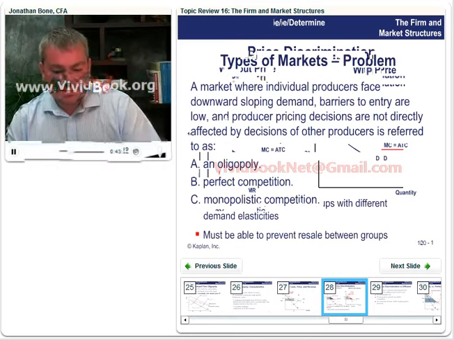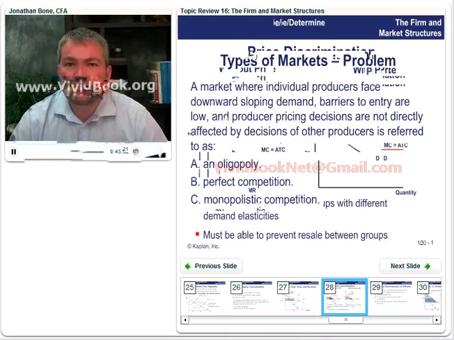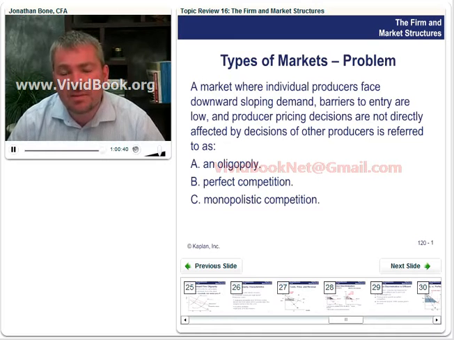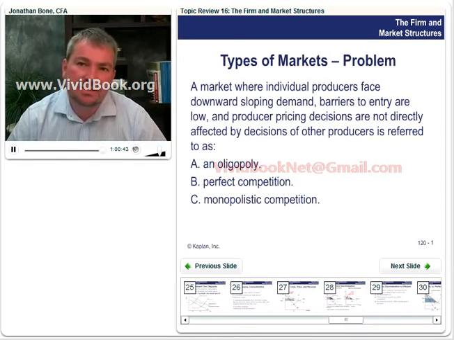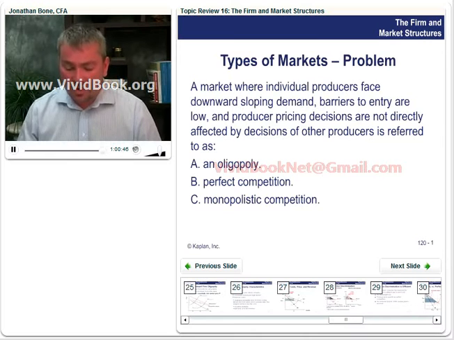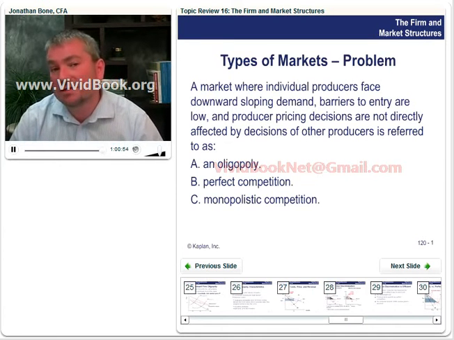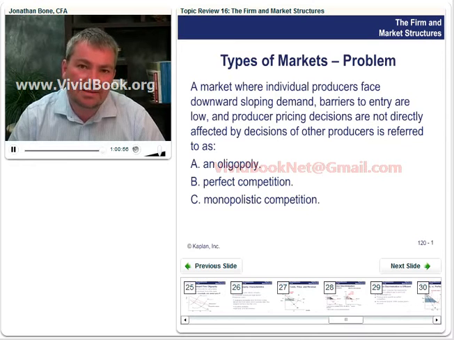Right, okay, let's finish our reading off with a little question. A market where individual producers face downward sloping demand, barriers to entry are low and producer pricing decisions are not directly affected by decisions of other producers is, let's think about it, an oligopoly? No, not oligopoly, because remember, they are affected by the decisions of other producers. Remember the idea of an oligopoly, understand the industry demand, and then essentially base everything from that. You don't know your firm demand curve because it's affected by the actions of your competitors.